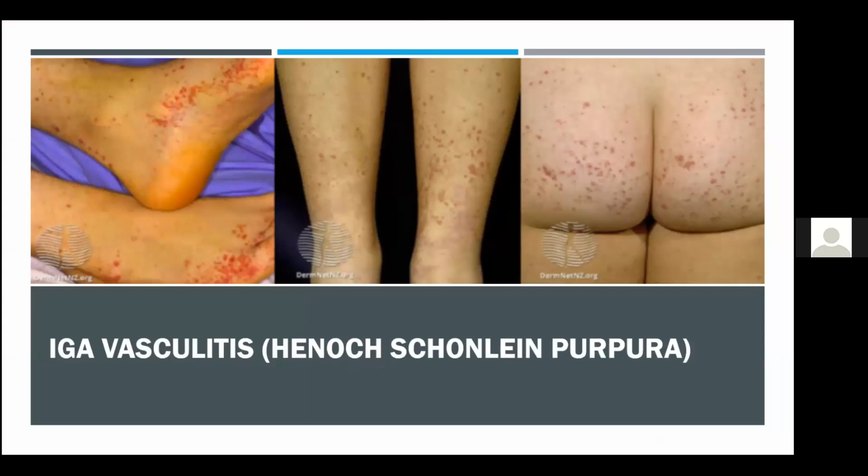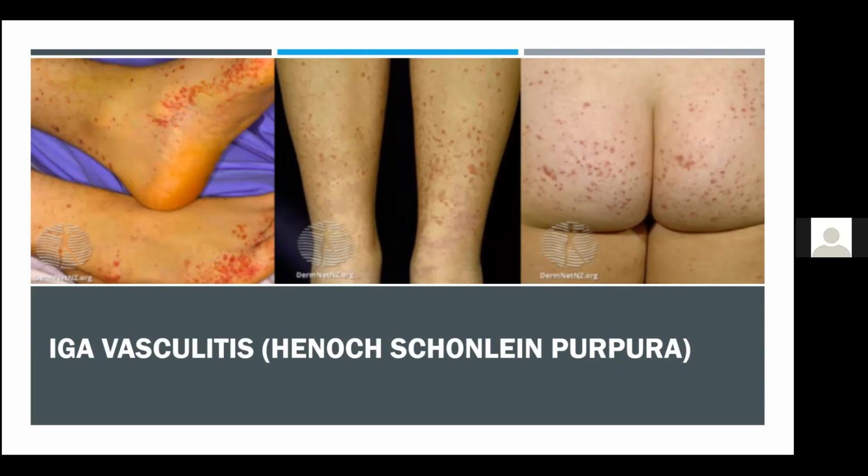IgA vasculitis used to be known as Henoch-Schönlein purpura, and this is the most common form of systemic vasculitis in children. You get IgA immune complexes deposited in the wall of vessels. 90% of cases occur in the pediatric age group, but you can see this in adults. And in contrast to many other forms of systemic vasculitis, IgA vasculitis is usually self-limited in the majority of cases. And there's usually a tetrad of clinical manifestations.